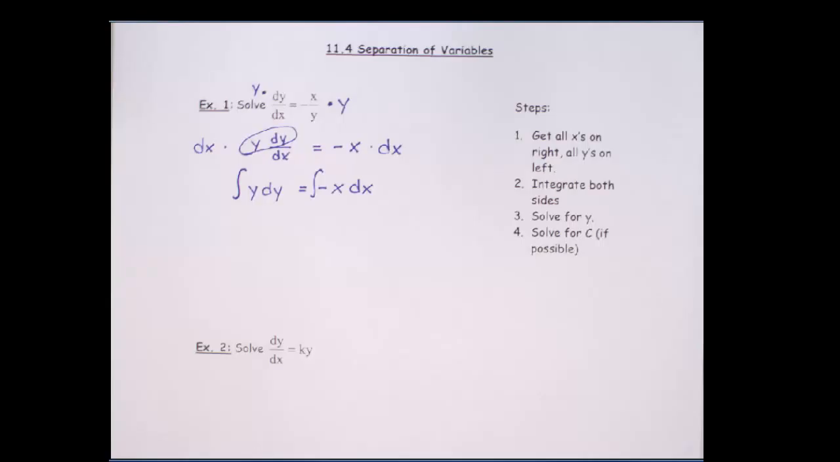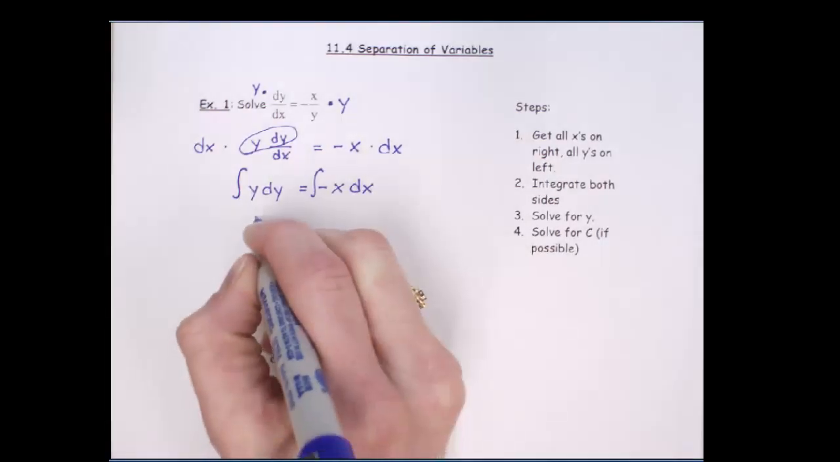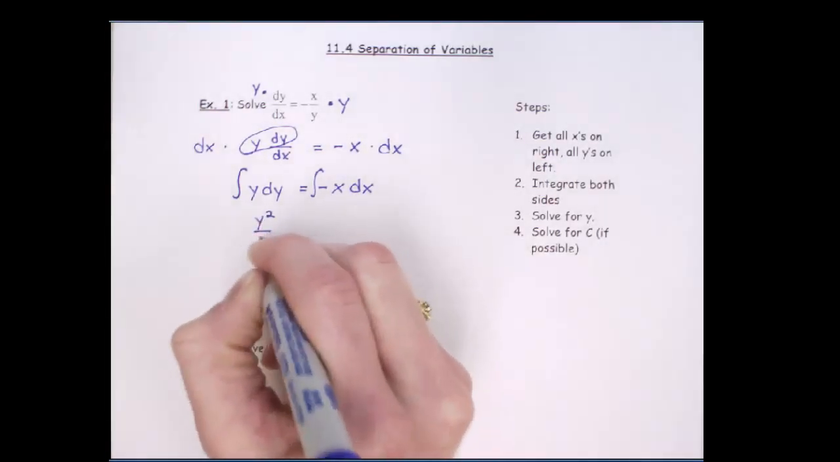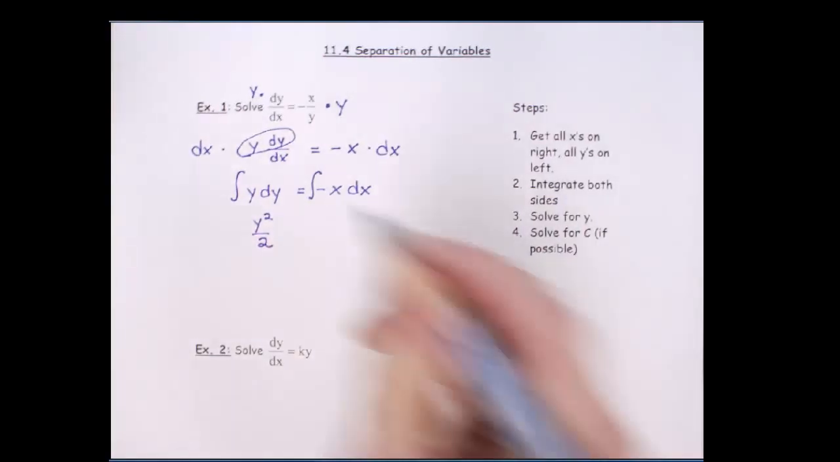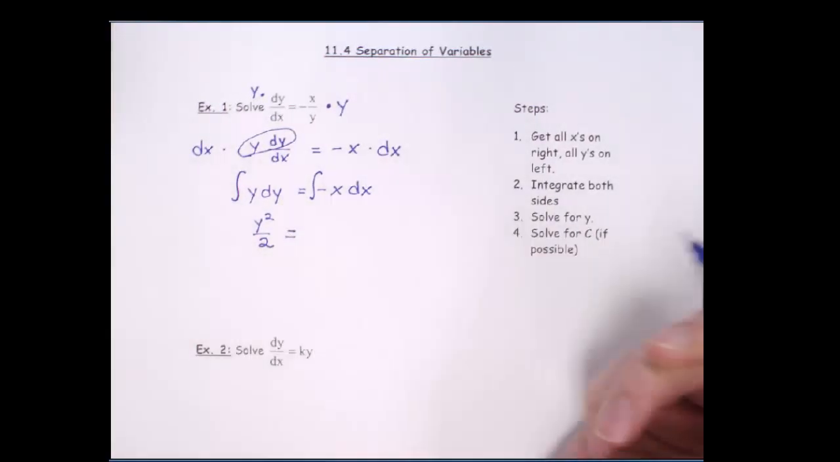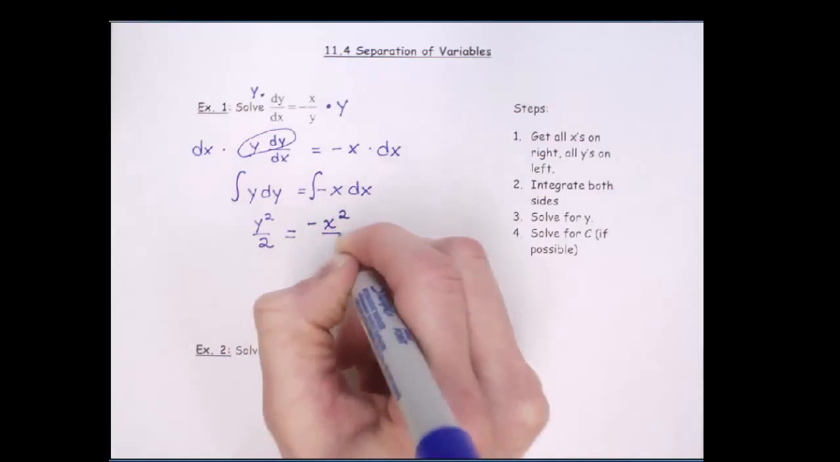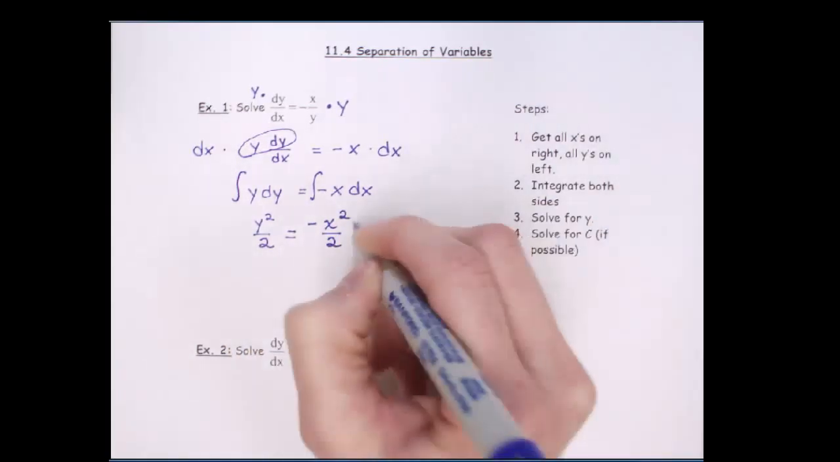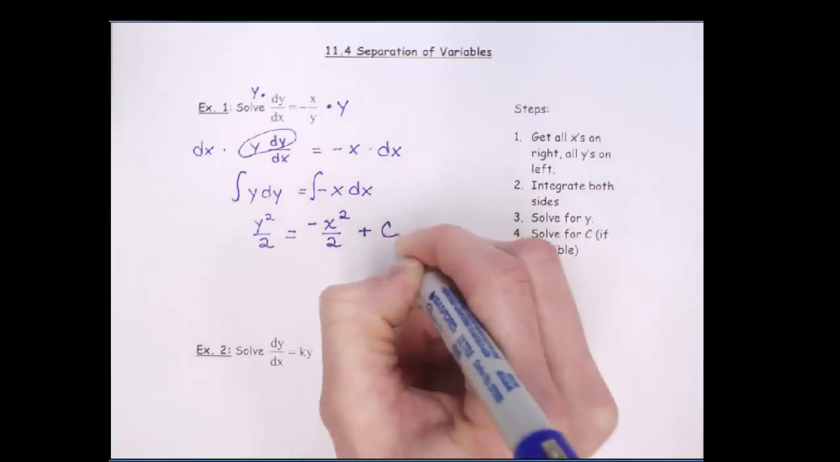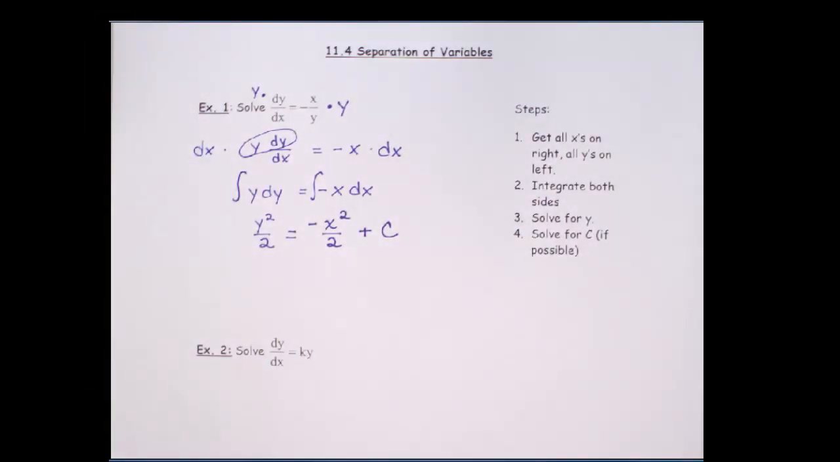So the antiderivative of y will be y squared over 2. The antiderivative of negative x will be negative x squared over 2. And then we're going to put a plus c on the x side. This is an indefinite integral. There are no endpoints. There's no given point to solve for c, so we just leave c in the equation.